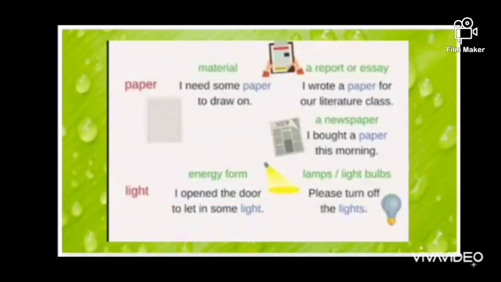Likewise, for paper, I need some paper to draw on. So here it is used as an uncountable noun because it is mentioned as a material. And here, I wrote a paper for our literature class. I wrote a paper. So it is a number, which is a countable noun. Light. I opened the door to let in some light. So here it is mentioned as light energy, so it is uncountable. Please turn off the lights. Here it is mentioned as lamps or light bulbs, which is countable.